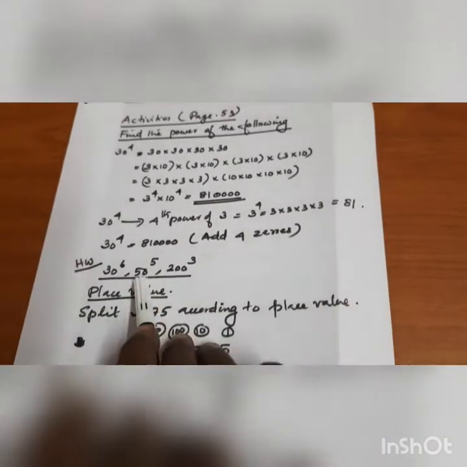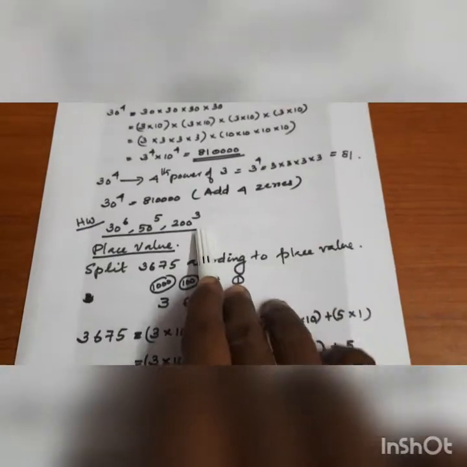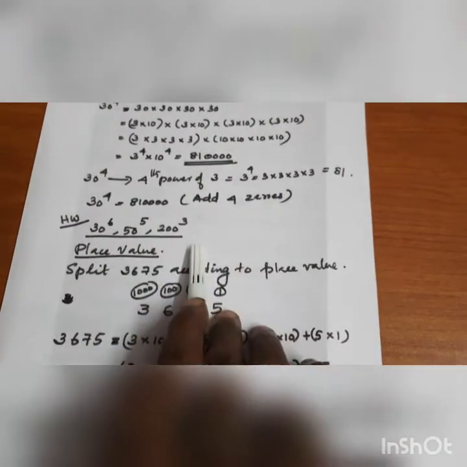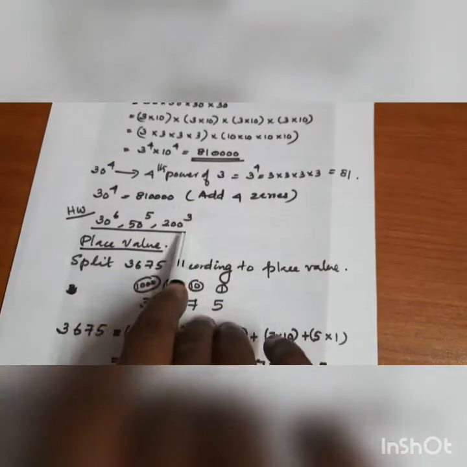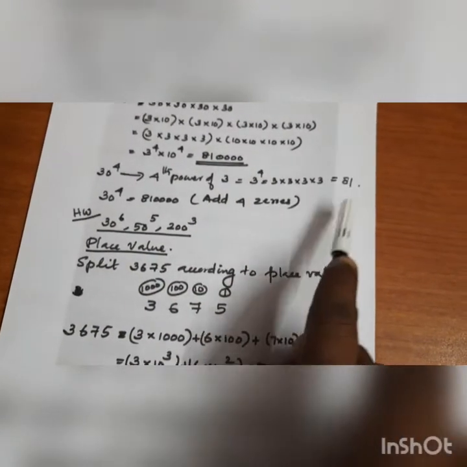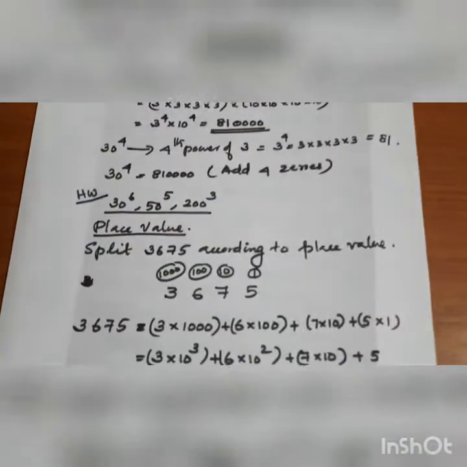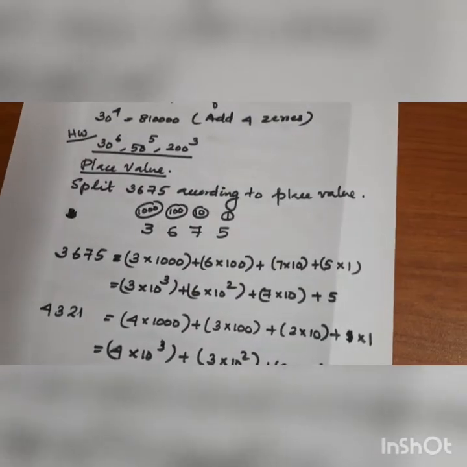Like that, homework: 30 raised to 6, 50 raised to 5, 200 raised to 3. For 200 raised to 3, you can write 2 into 100 first. Then 100 can be split as 10 into 10. Therefore, group 2 into 2 into 2 as one group, and 10 into 10 into 10 into 10 into 10 into 10 as another group. Then write 2 raised to 3 into 10 raised to 6. Then write the answer.